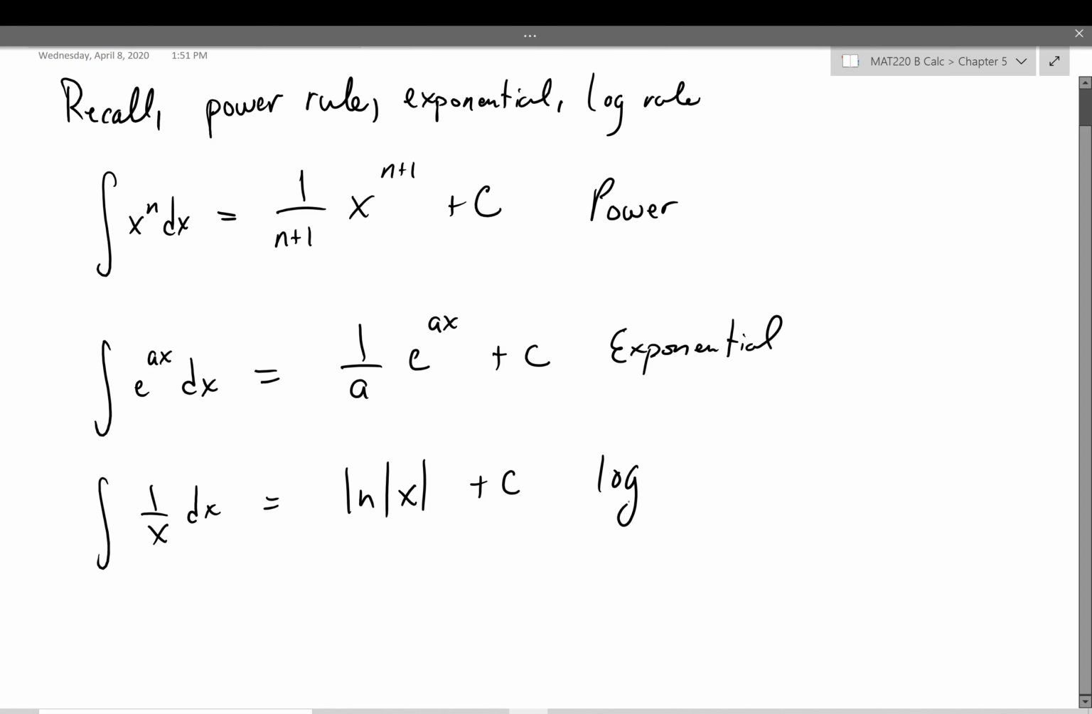Now the question becomes this. What if one of these three rules doesn't apply? Now, how are you going to know that? Well, I'm going to show you.